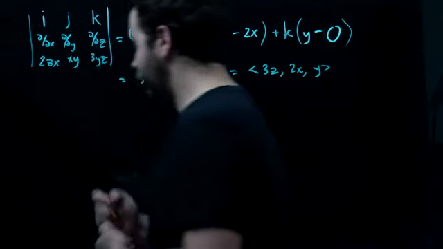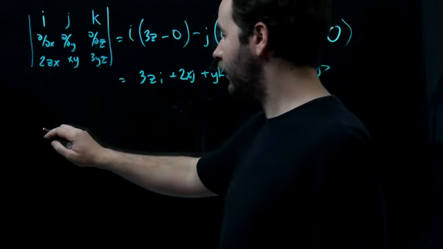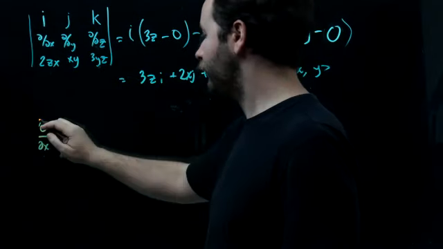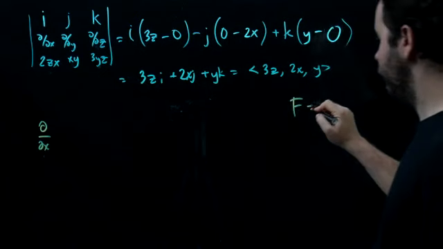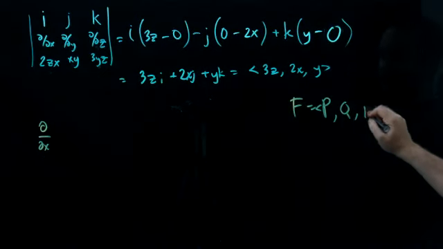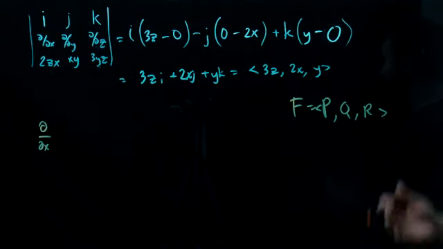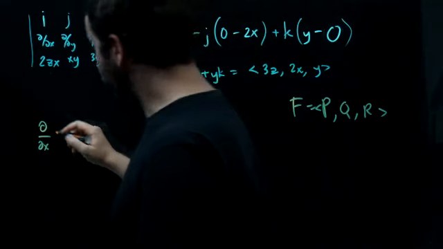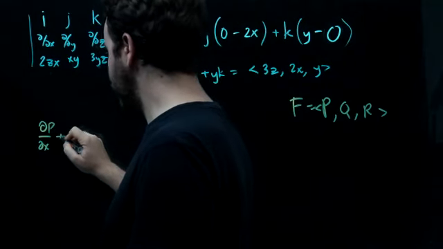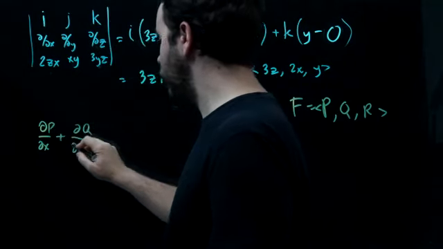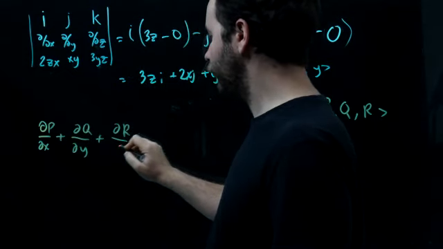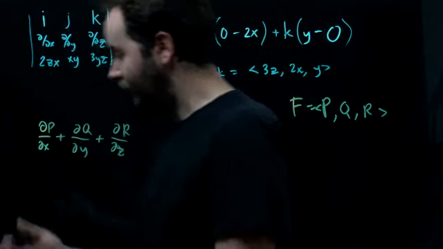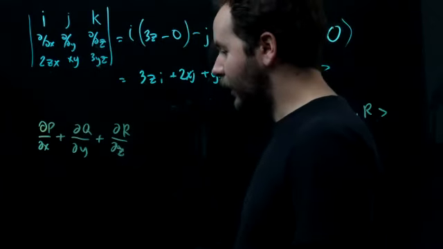Divergence is actually easier. So the divergence of a vector field, let's say your vector field is P, Q, R. So the first component is P, the second component is Q, and the third component is R. Then the divergence is partial P partial x plus partial Q partial y plus partial R partial z. You just take the derivative of each component with respect to the variable that component corresponds to, and then add them all up.